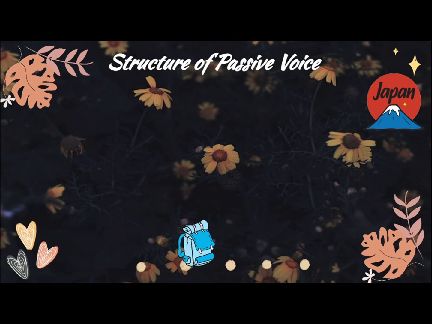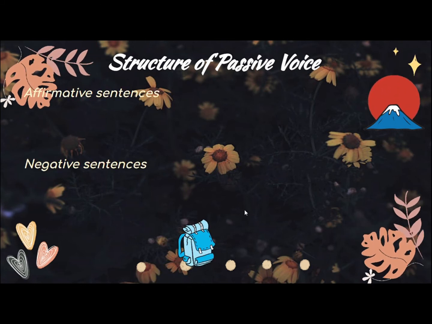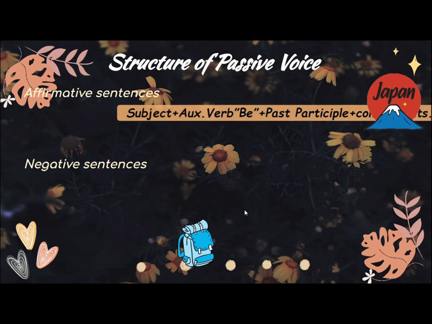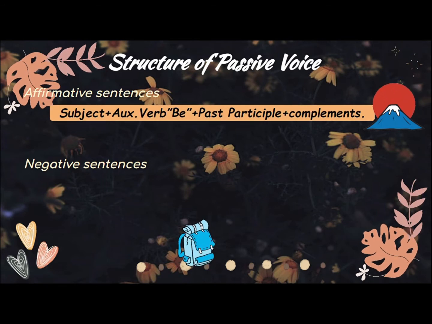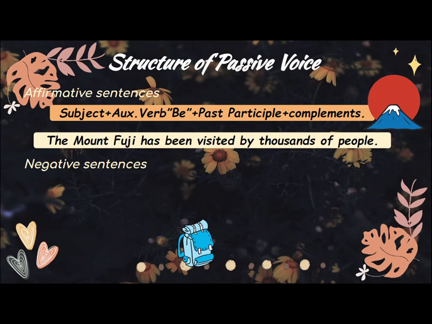Structure of the passive voice. For affirmative sentences, we use this structure: subject plus auxiliary verb in its different forms, plus past participle of the main verb plus complements. For example, Mount Fuji has been visited by thousands of people.